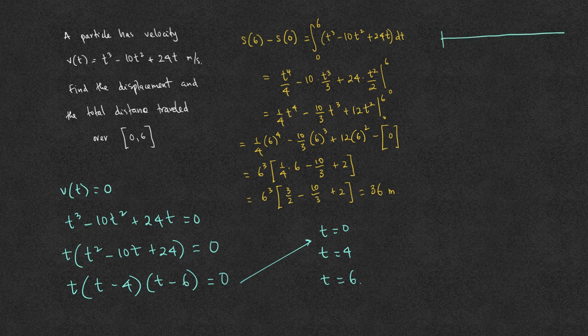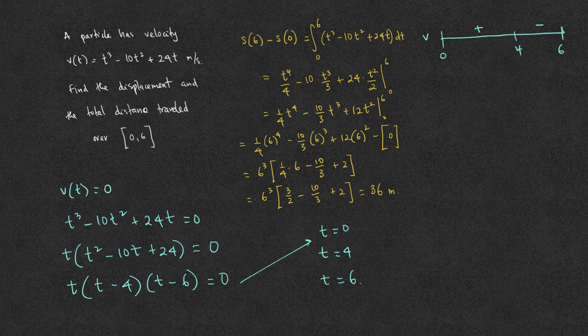This is on the interval 0 to 6. We would need to use 4 as a cut point. And this is the sign chart for the velocity. If we pick any number between 0 and 4 and plug it into the velocity, 1 for example, we will see that this is 1 times 1 minus 4 is negative 3, 1 minus 6 is negative 5, so a positive times a negative is a positive. Similarly, if we pick any number between 4 and 6, so that's 5 minus 4 is positive, but 5 minus 6 is negative, and so a positive times a negative is a negative.